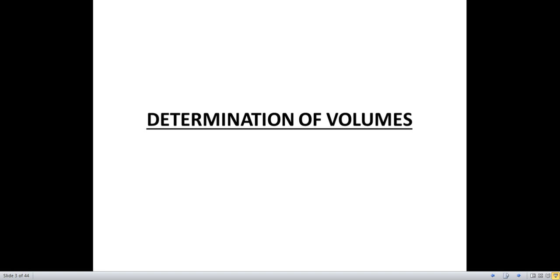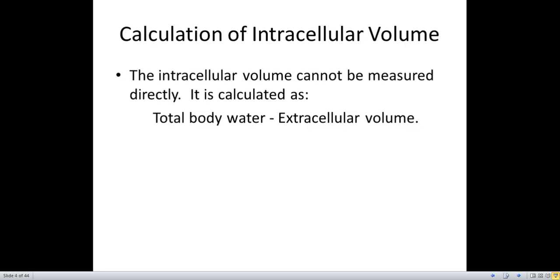We continue with the determination of volumes of some other body fluid compartments. Calculation of intracellular volume. The intracellular volume cannot be measured directly. It is calculated as total body water minus extracellular volume.